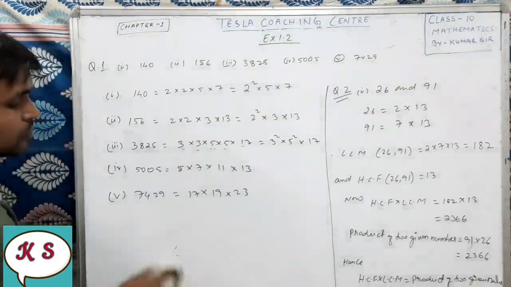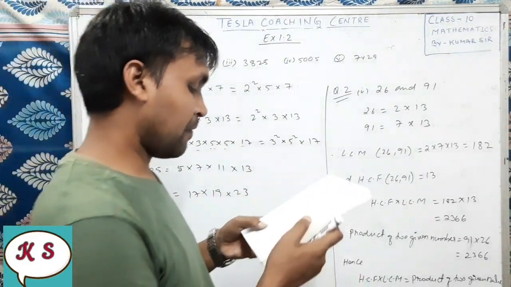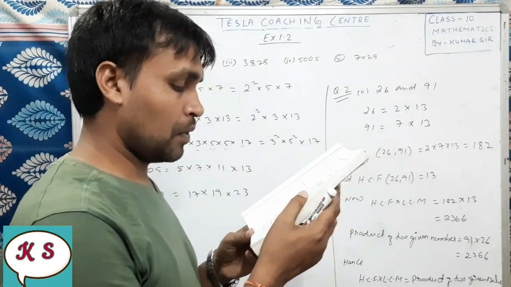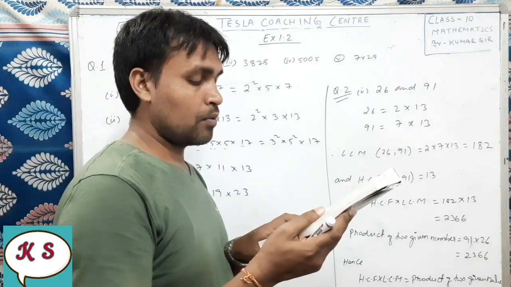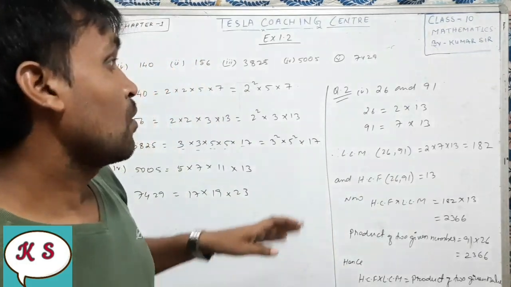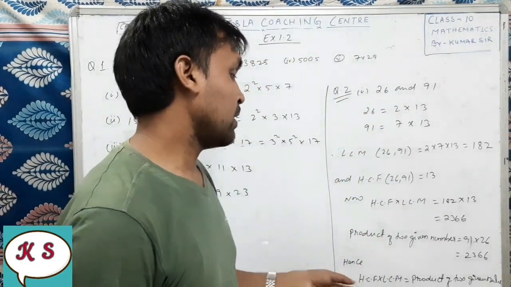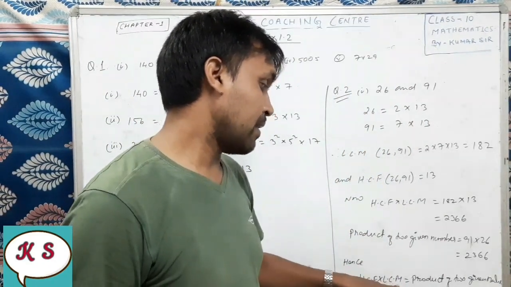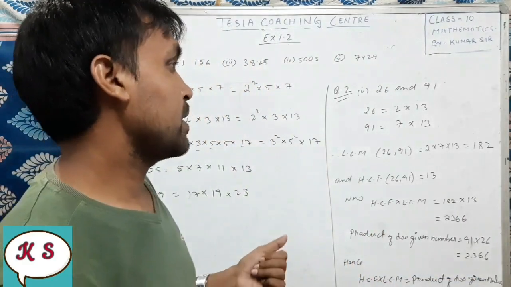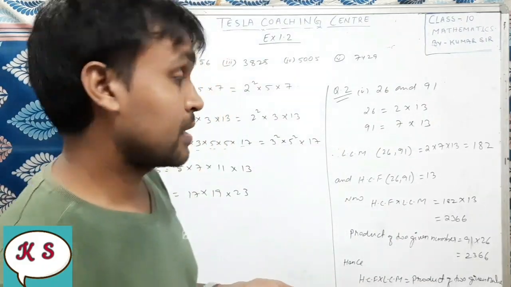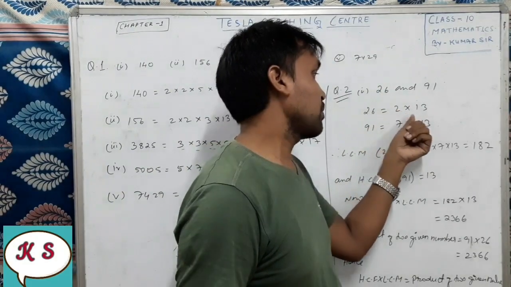Now, question number 2. Here it says: find the LCM and HCF of the following pairs of integers and verify that LCM into HCF is equal to the product of the two numbers. That means we have to find the LCM and HCF of these numbers, and then show that LCM into HCF is equal to the product of the two given numbers. We have to verify it. So first let us find the HCF and LCM, which you know very well. For 26, the prime factorization is 2 into 13.